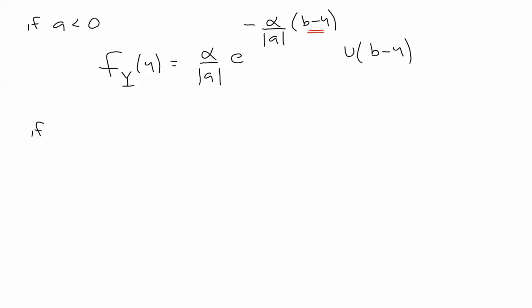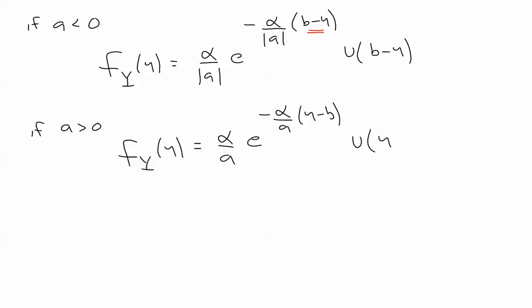And as a summary, if a was positive, my probability density function was what? Alpha over a e to the minus alpha over a times y minus b, times u of y minus b.